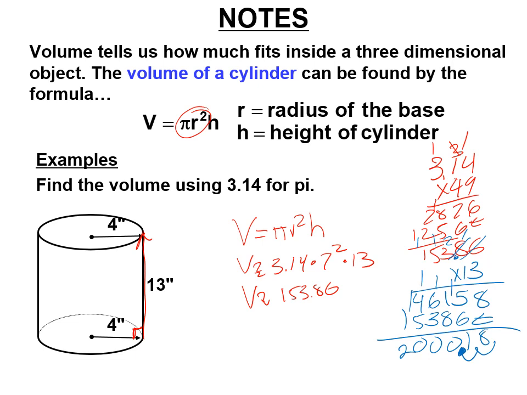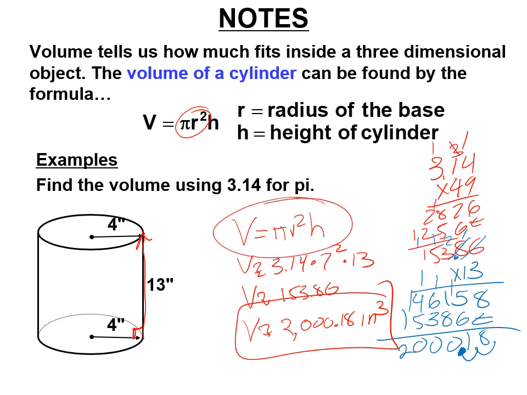And so we have the units of volume, right? So it's 2000.18 or 1800ths cubic inches, right? Volumes are always in cubic units, cubic inches, cubic feet, cubic centimeters. So that's how you find the volume of a cylinder. Area of the base times the height, pi r squared h.